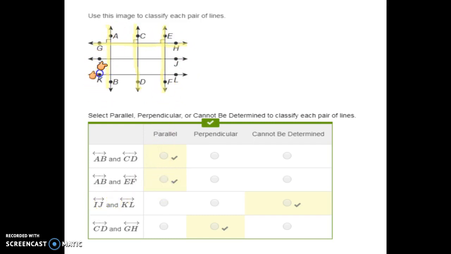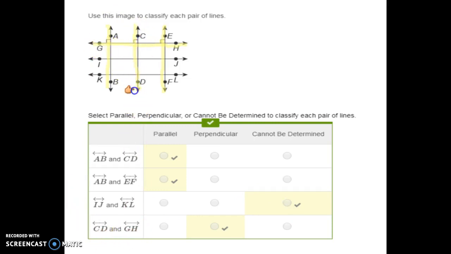IJ and KL. So IJ and KL, we don't know the measure of any of these angles. So we cannot determine if they're parallel, even though they look like they probably are. We cannot determine that. And then CD and GH.